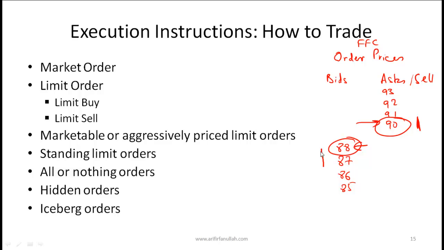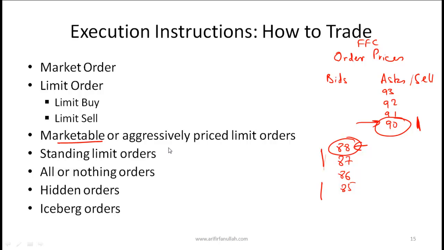The bids that are close to 88 are aggressively priced, and these far from the market are not aggressively priced. So that's what we mean by aggressively priced. Marketable, as I mentioned earlier, the 88 and the 90 refer to the marketable orders. All these orders in general, all these bids and these asks, are referred to as standing limit orders.